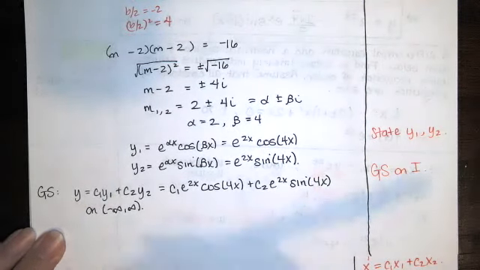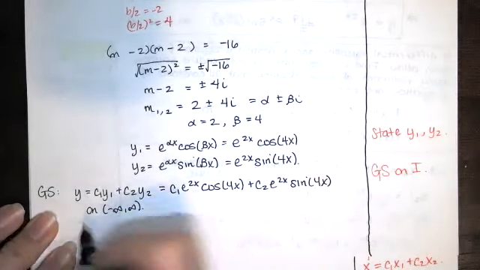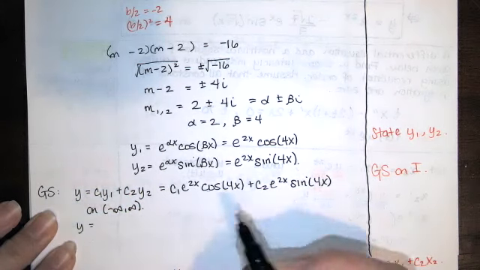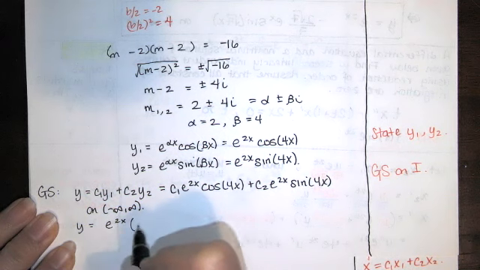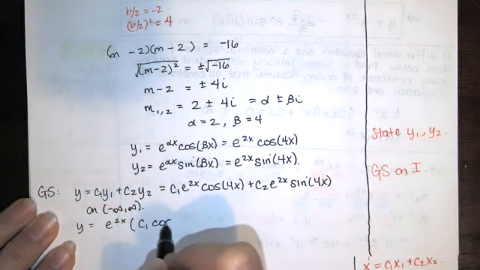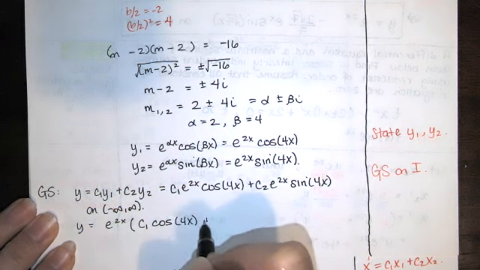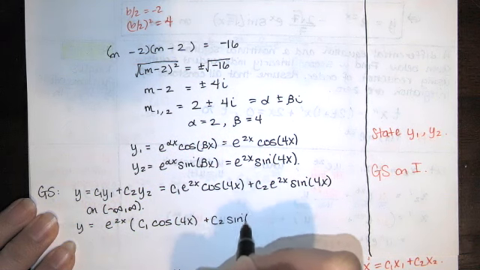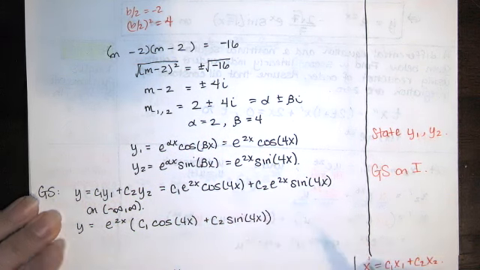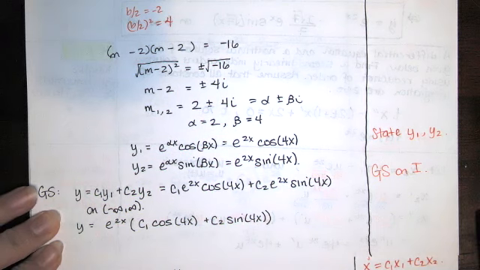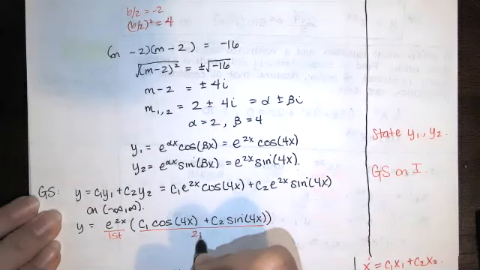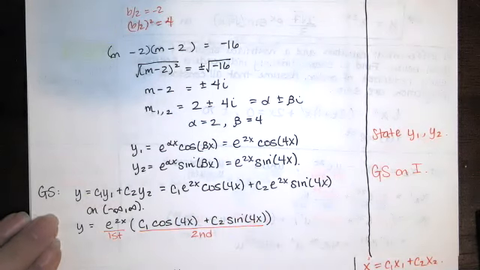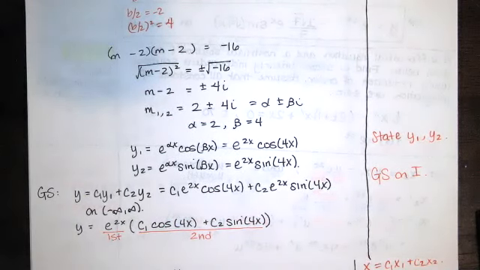So let's find y prime. It'd be easiest to find y prime if we factor out the exponential here. So I've got e to the 2x times c1 cosine of 4x plus c2 sine of 4x. If I treat this as my first function and this is my second function, I can compute the derivative using the product rule.